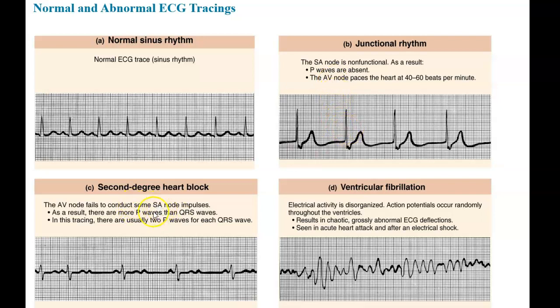Then there's second degree heart block. Here the AV node doesn't conduct some of the SA node impulses. Because remember, the pulses begin at the SA node, the sinoatrial node, and then go to the atrioventricular node. But if some of those impulses fail to reach the AV node, it results in more P waves than QRS waves. Then there's the ventricular fibrillation, which is because of the electrical activity being disorganized and the action potentials are occurring randomly in the ventricles.